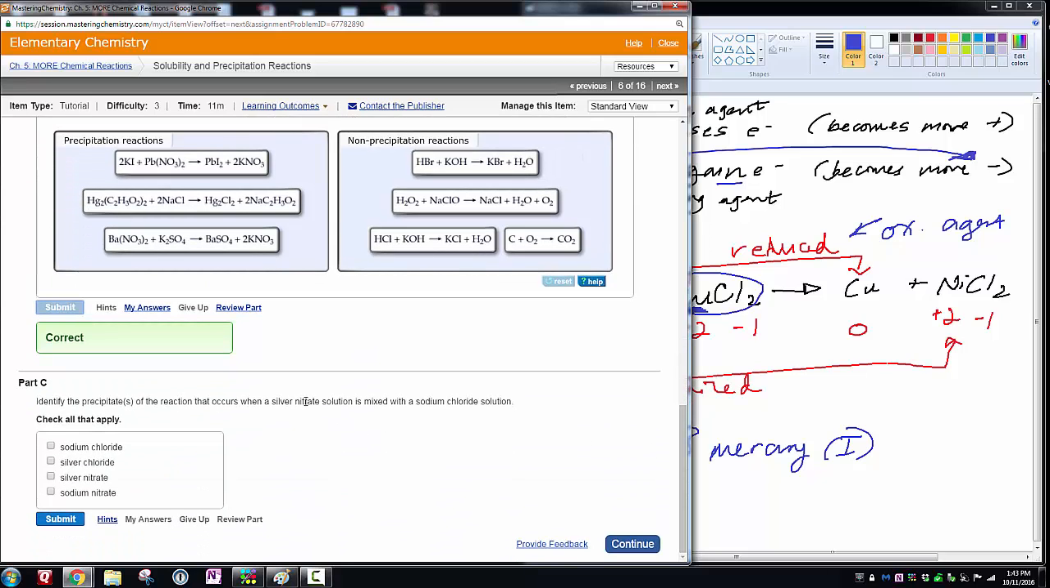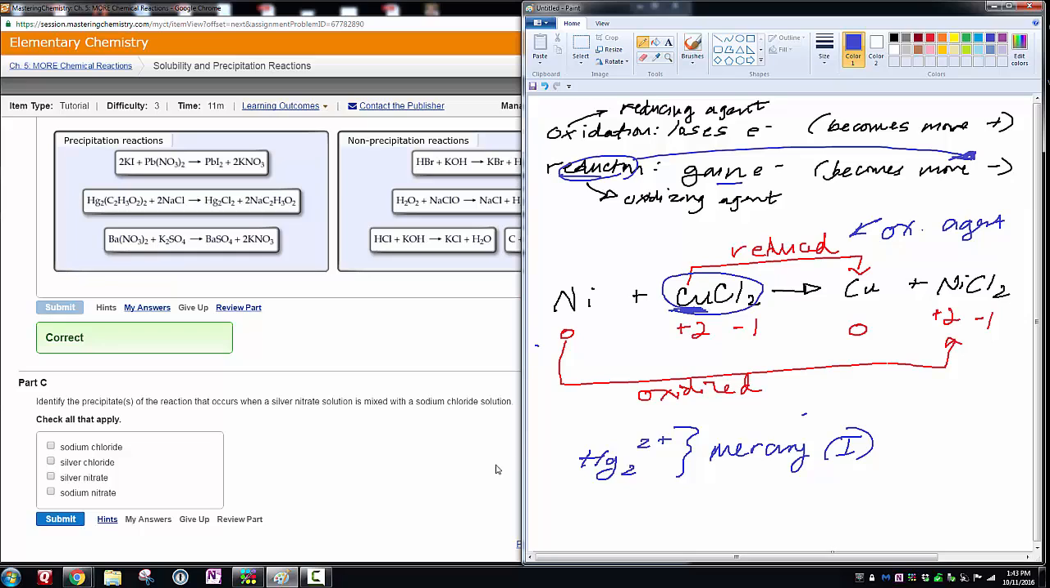Okay. Next, identify the precipitate of the reaction that occurs when a silver nitrate solution is mixed with a sodium chloride solution. So I see words. That's not helpful to me, so I'm going to write it out. Silver nitrate: silver's +1, nitrate is NO3 with a -1. The charges are going to balance, so that is AgNO3. And sodium chloride: sodium is +1 and the chlorine is -1, so that also balances.